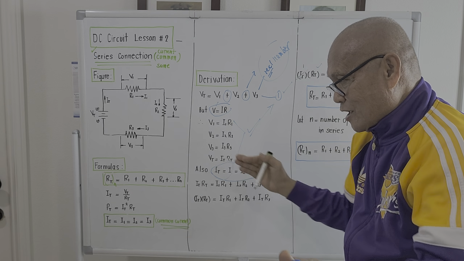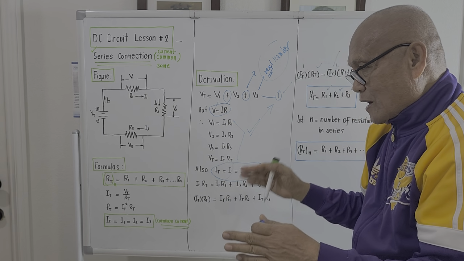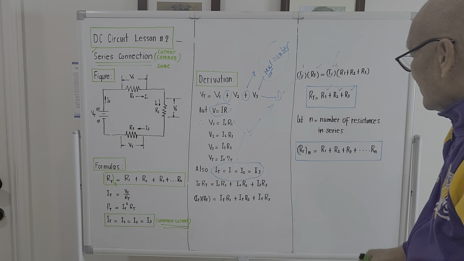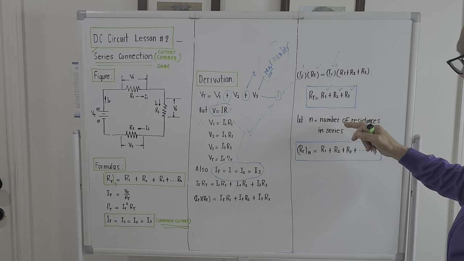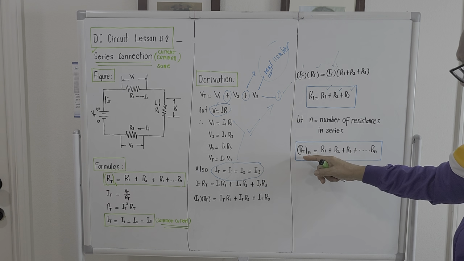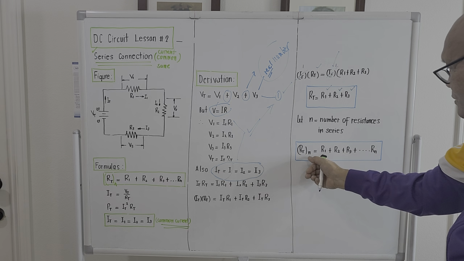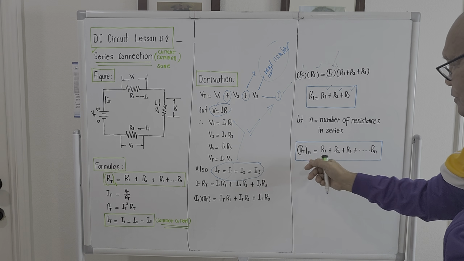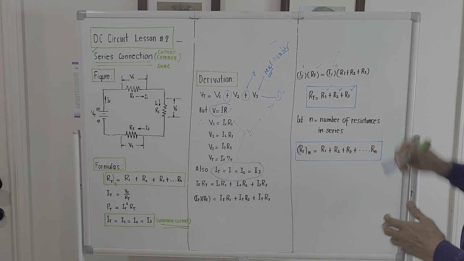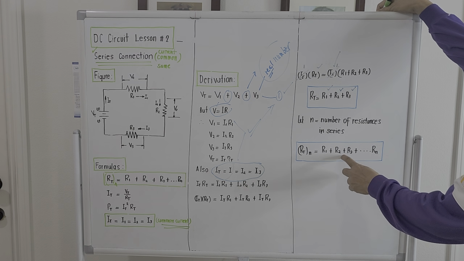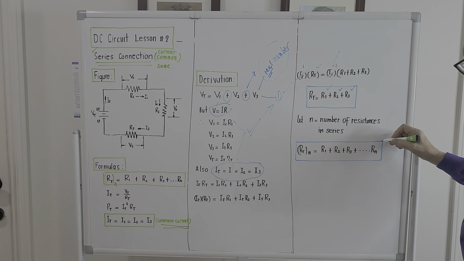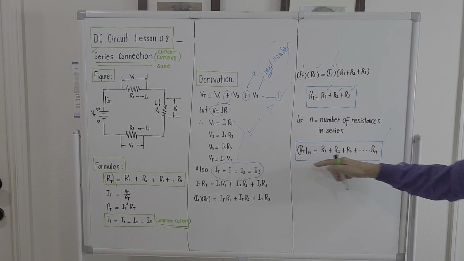Okay? And in general now, if there are n resistances which are connected in series, we let n be equal to the number of resistances in series. The total resistance now, if there are n resistances in series, so this is R total with the subscript n, should be equal to R sub 1 plus R sub 2 plus R sub 3 plus R sub n. So this is a very flexible equation here.